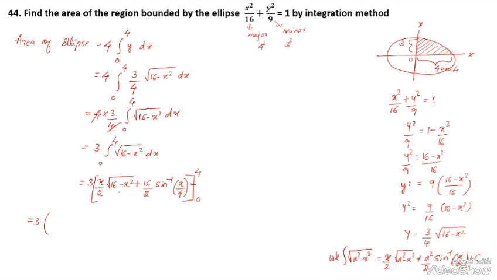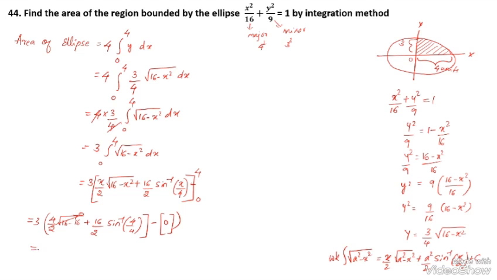First, substituting the upper limit wherever x is there, taking 4. That is 4 by 2 root of 16 minus 4 square, 16 minus 16 becomes 0. Okay. Plus 16 by 2 and sine inverse of x, x becomes 4, 4 divided by 4, while taking minus the lower limit. Taking 0, the whole expression will be 0.